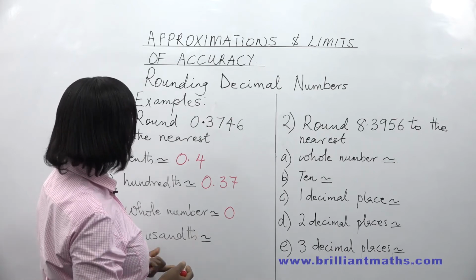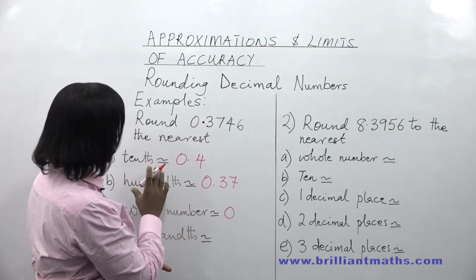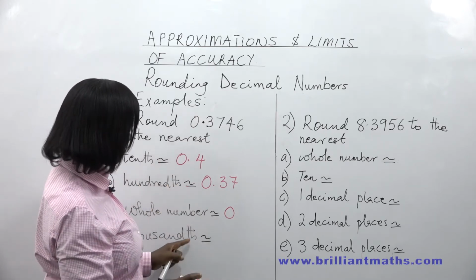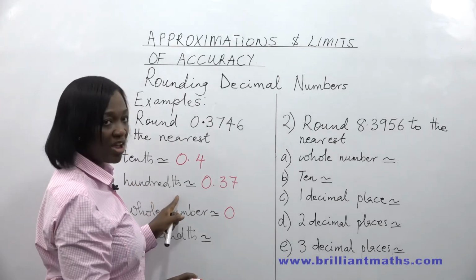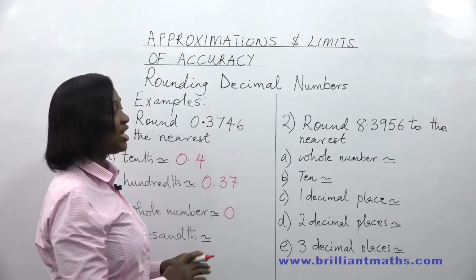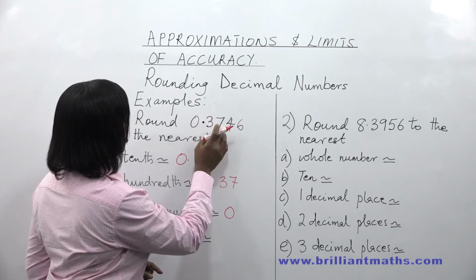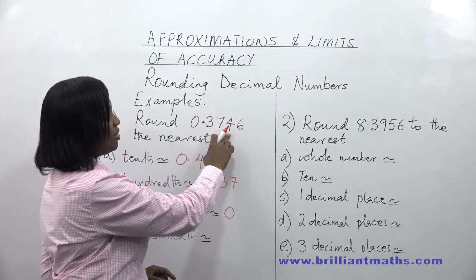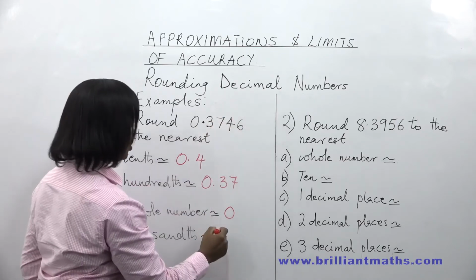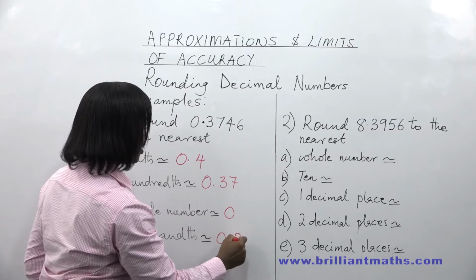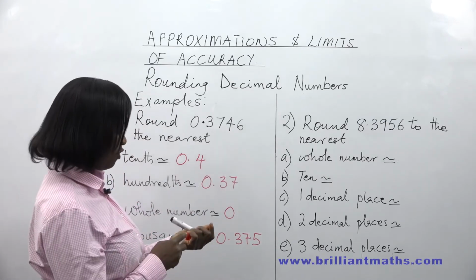Then we round to the nearest thousandth. Remember, all the decimal place names have TH. Tenth, hundredth, thousandth, that shows that they are decimal numbers. We have to look at the next digit, which is a 6. It's more than 5, so we round up. So the answer is 0.375. Round up by adding 1 to the 4.